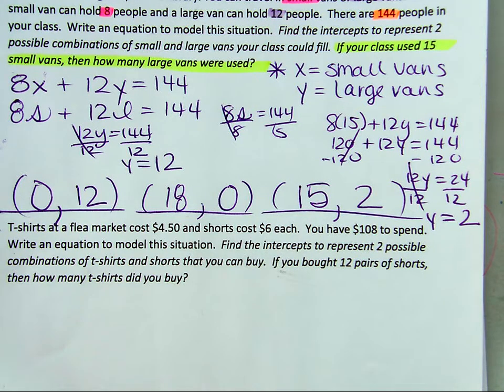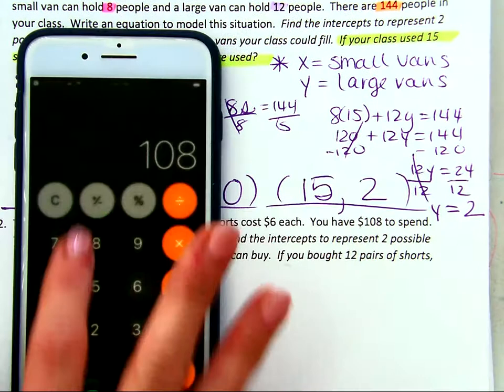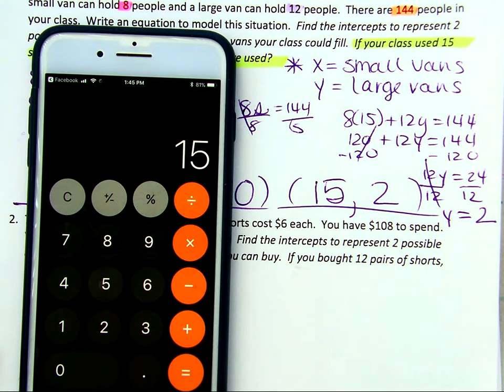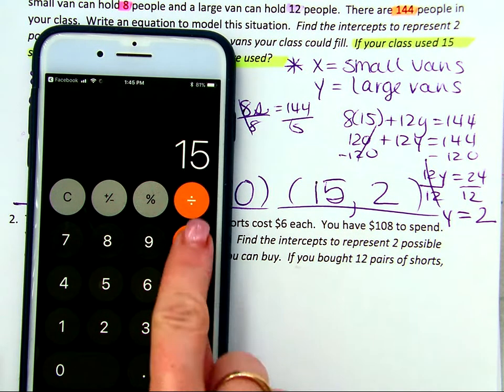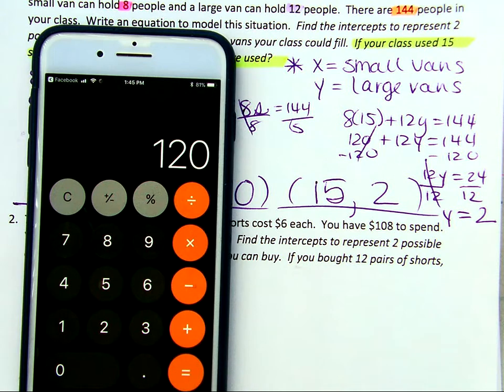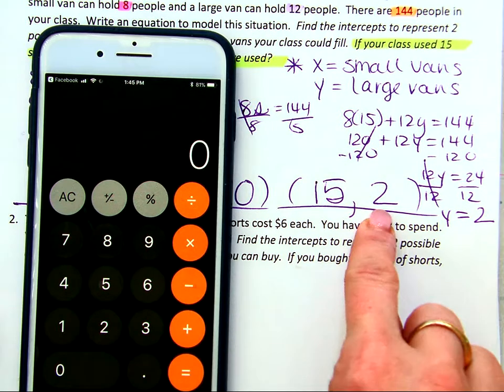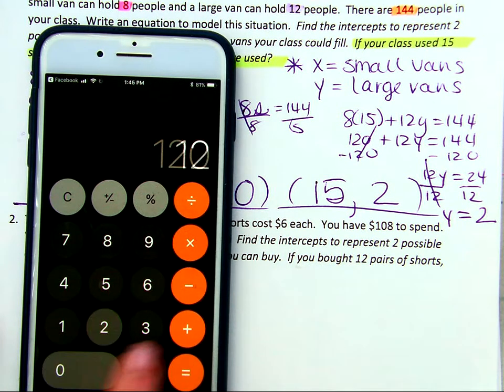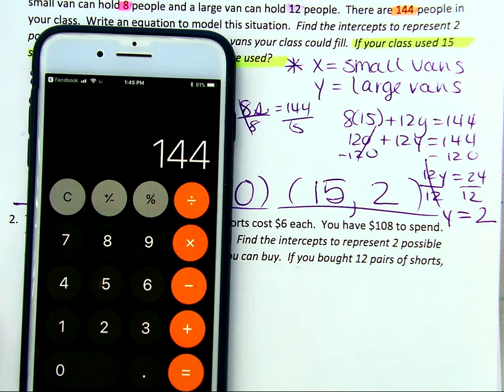Here's a really easy way to check yourself. You take your calculator and ask, how many people can I fit in a small van? If I have 15 of them, that counts for 120 people. And how many can I fit in a large? 12. And I have 2 of those. So 120 plus the 24. Can I fit all 144 people? Yeah. So that's how you check it.